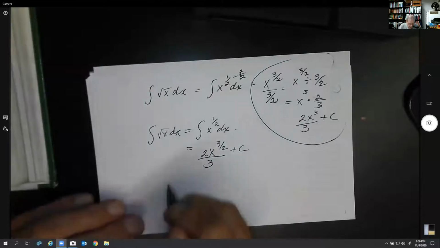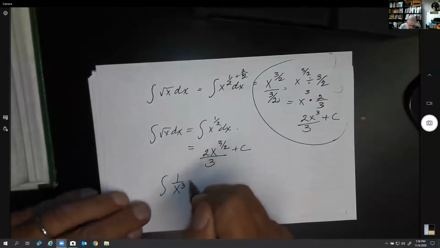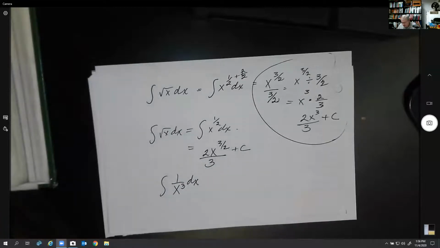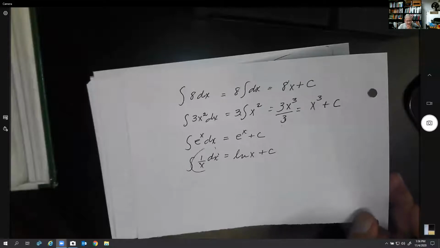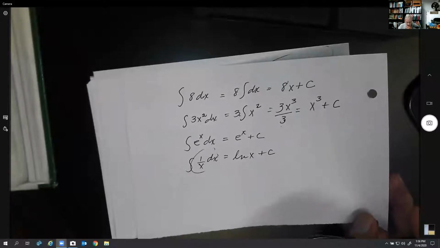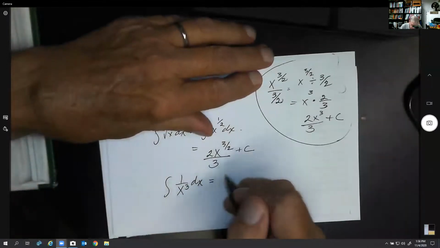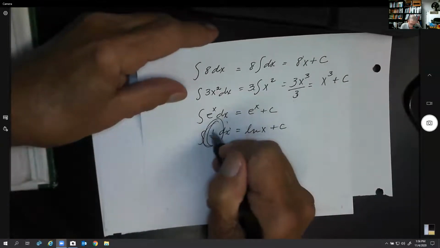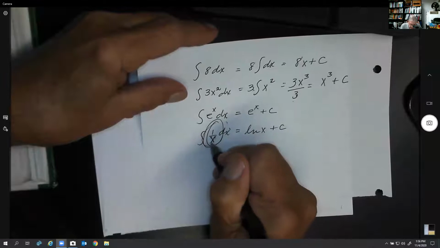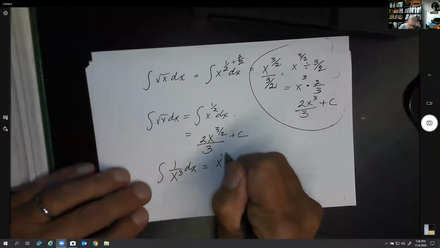Okay. Here's another one. 1 over x cubed dx. Well, you might think to yourself, wait a minute here. 1 over x dx is ln x. Would this be ln x cubed? Well, it might be a good guess, but it's wrong. Instead, we only do this if it is exactly 1 over x, or 2 over x, or 3 over x. But we just have to have an x on the bottom. If we have something like an x cubed, we bring it up to the top.